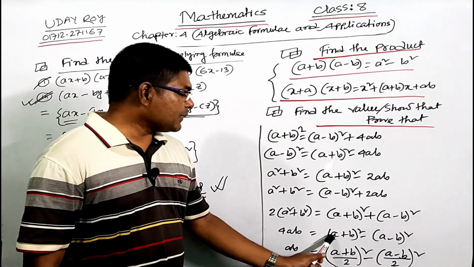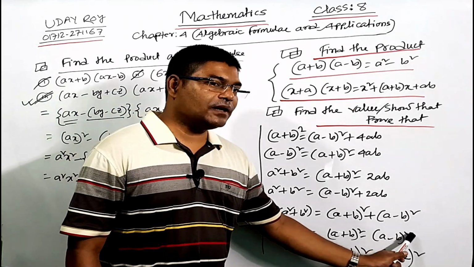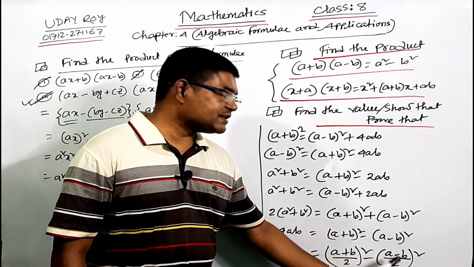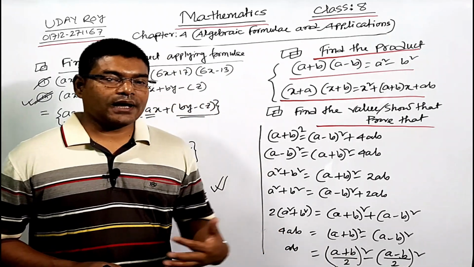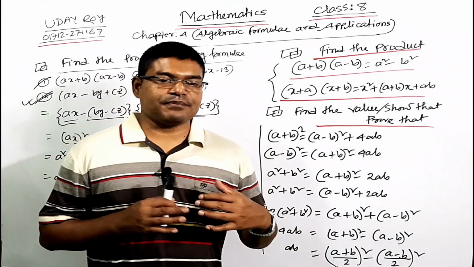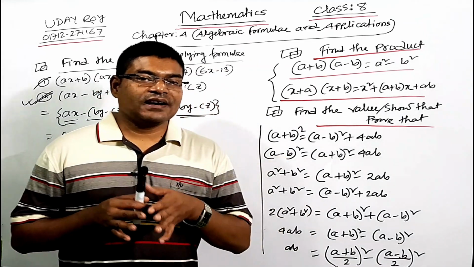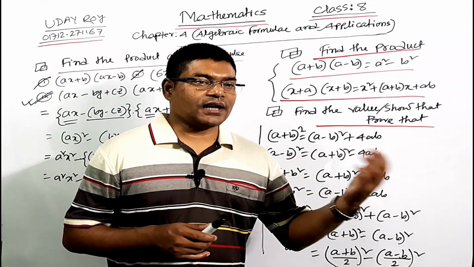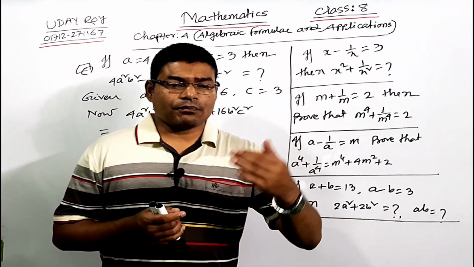4ab equal to a plus b whole square minus a minus b whole square, and ab equal to a plus b by 2 whole square minus a minus b by 2 whole square. Okay, so now we will do show that and prove that type maths and find the difference between square of two numbers also. Now come back, we will do find the value and show that. Okay, so please come back.